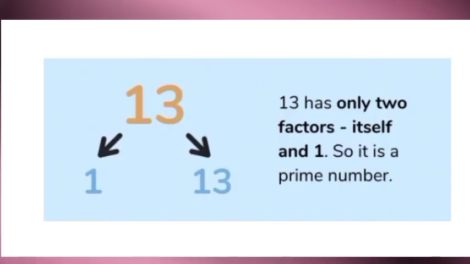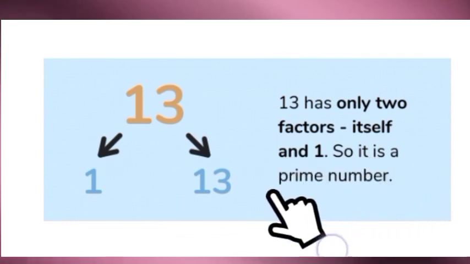Let us remind you again. If a number has only 2 factors, that number is called a prime number. For example, 13 has only 2 factors, itself and 1. So it is a prime number.